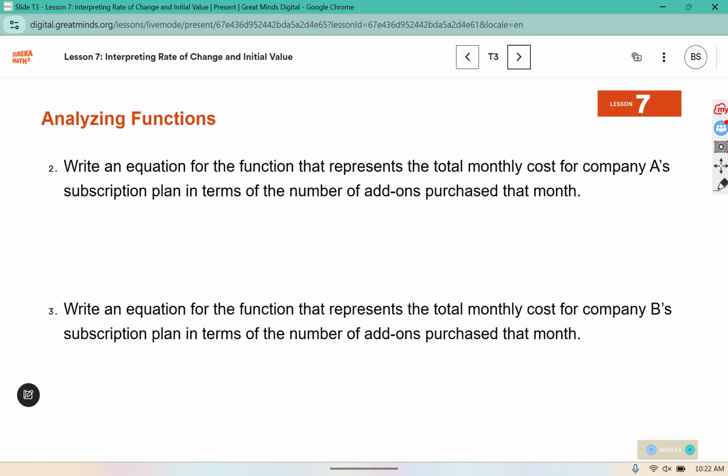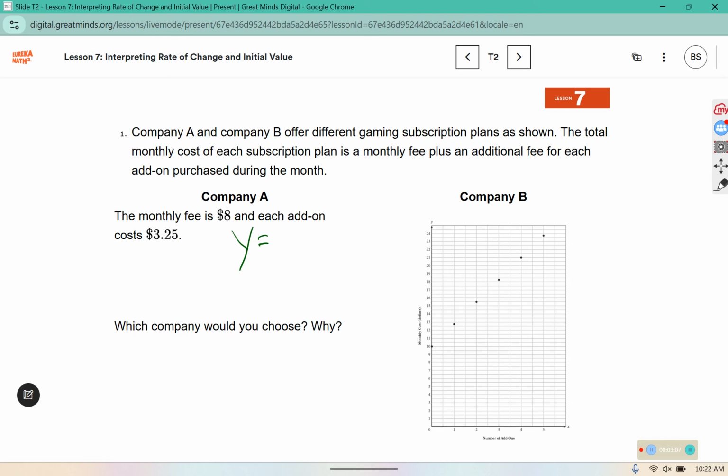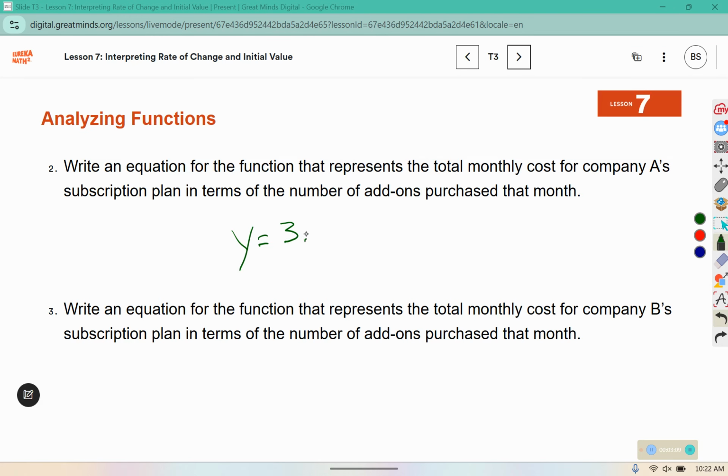Write an equation for the function that represents the total monthly cost for Company A's subscription plan in terms of the number of add-ons purchased that month. So the add-ons were $3.25. That would be our slope or our rate. And the fee was $8. Write an equation for Company B's subscription plan in terms of the number of add-ons purchased that month. We had that the price for the add-ons was $2.75, and the fee was $10.